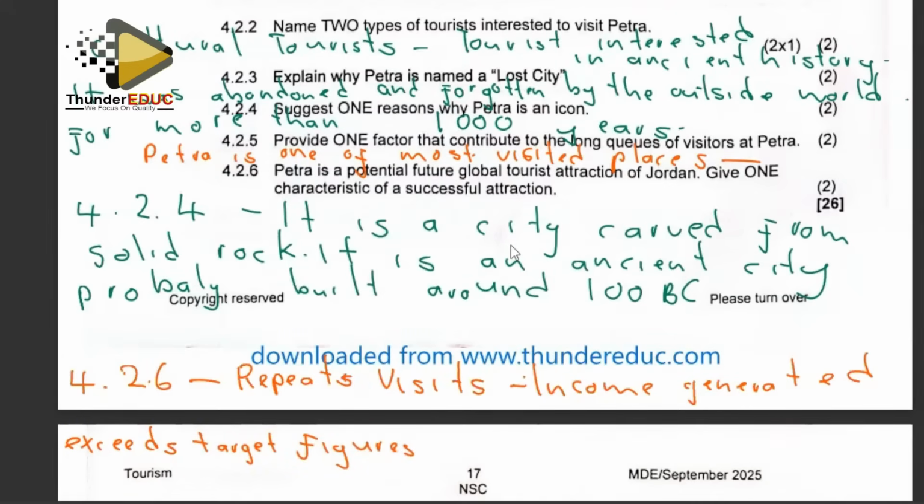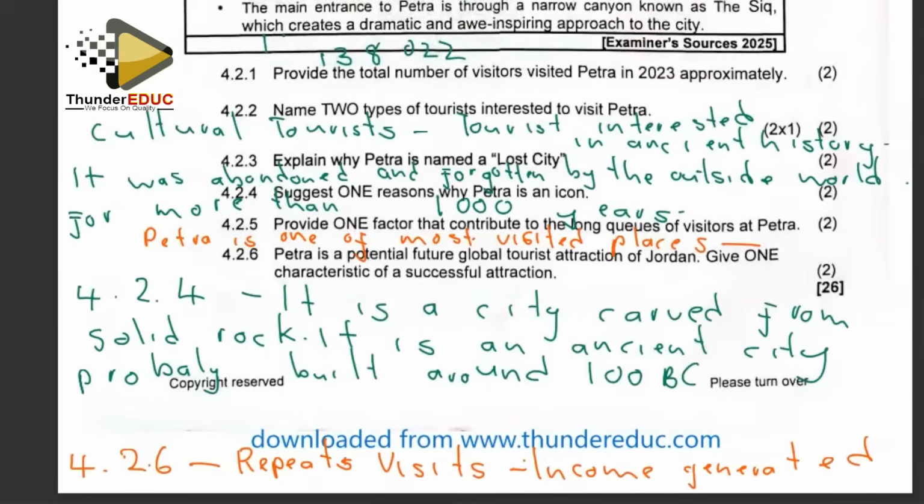The income generated exceeds target figures. Then also it has a positive impact on the local community. So that's why we are saying it is a successful attraction.